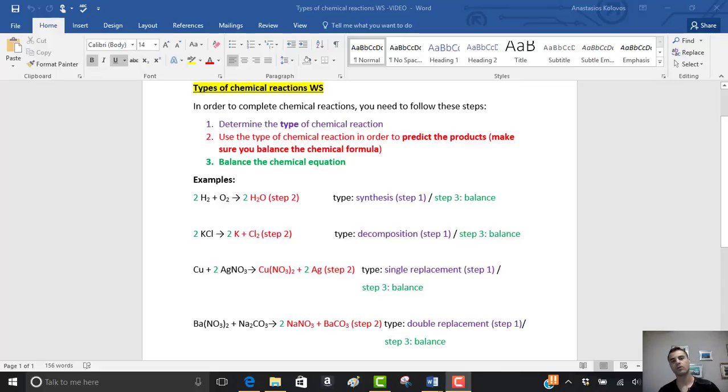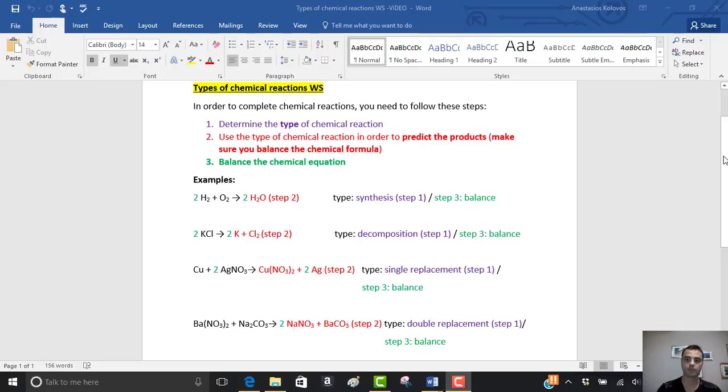Hello everyone, let me walk you through how to do worksheets with types of chemical reactions. There are 3 steps you need to follow. Step 1 is you need to determine which of the 6 types of chemical reactions take place in the specific problem. Step 2, use the type of chemical reaction in order to predict the product. In addition, make sure that you balance the chemical formulas as we learned before. Finally, you need to balance the chemical equation.